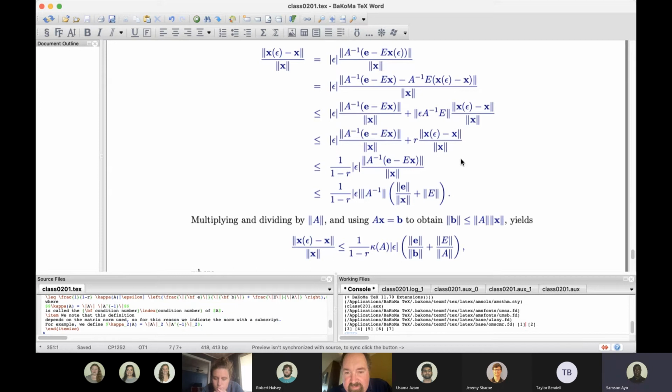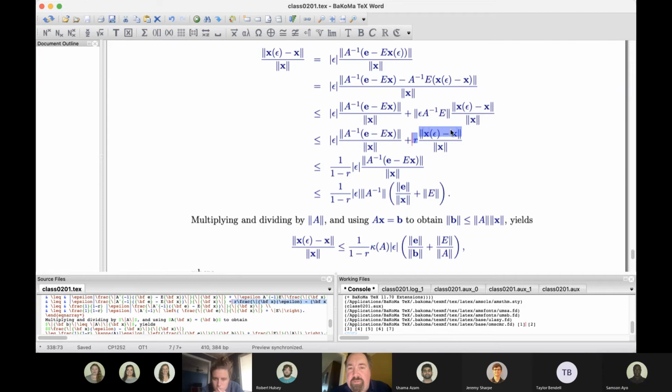So I'm a bit confused about how we got to the 1 over 1 minus R. Oh, here? Yes. So I have this on the left side, and then the same thing times R. Okay. Move this term to the other side.